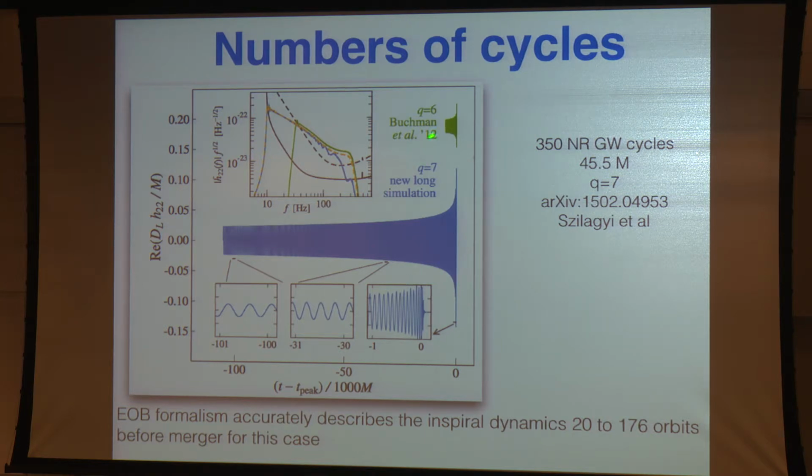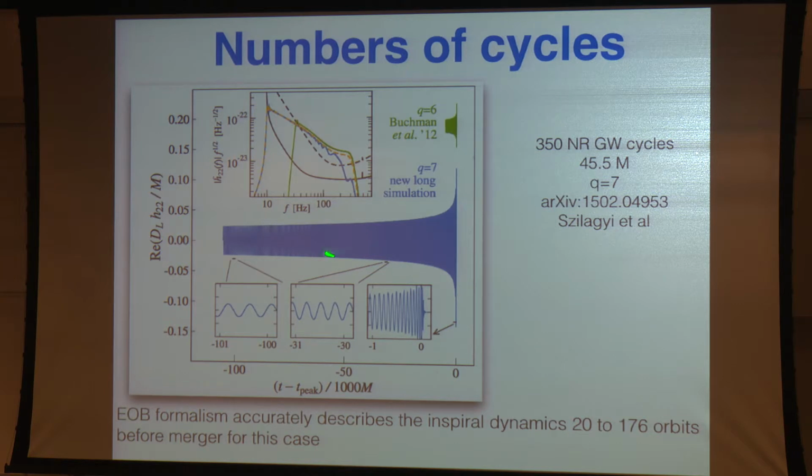So this is a relatively old paper from 2015. I'm sorry I didn't update that off the archive. With 350 NR gravitational wave cycles, this mass just gives you a time scale, but you can scale it to any mass, so that's not so important for a q equals 7 system. So one black hole was 7 times the other. And then you switch to an EOB, that's effective one-body formalism, to keep it going in the inspiral.